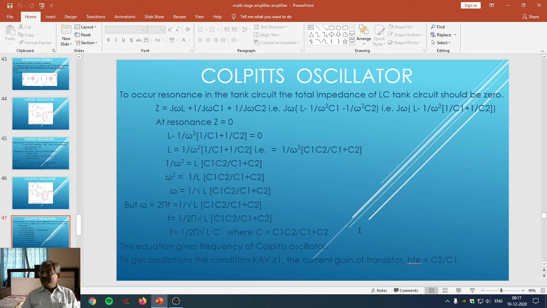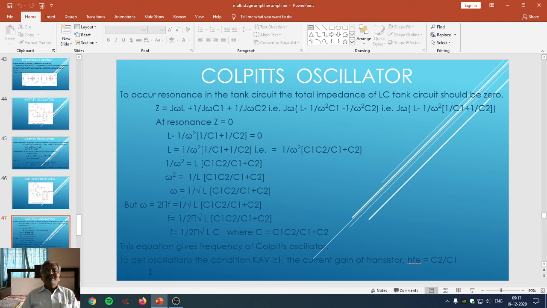As we already studied, the phase difference of the tank circuit is 180 degrees, and the phase difference of the common emitter amplifier is 180 degrees, so the net phase shift is either 360 degrees or 0 degrees. Hence, a positive feedback is established. So one of the conditions of the Barkhausen criteria is satisfied.